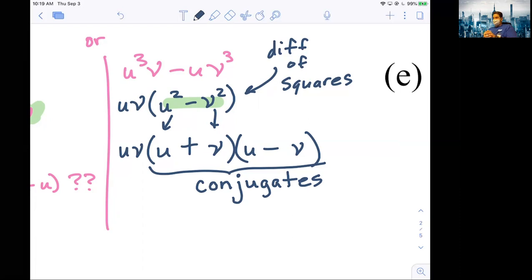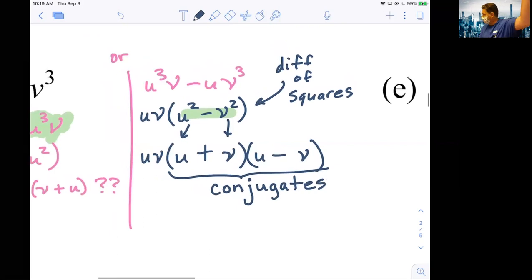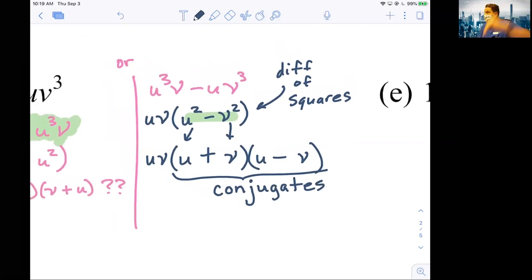So here's what you need to remember. A difference of squares always factors into the product of two conjugates. And the product of two conjugates always becomes a difference of squares, okay? Back and forth, back and forth. Now, we're done. That looks like the right answer. Did y'all get that? Of course, you could have u minus v first and u plus v second.